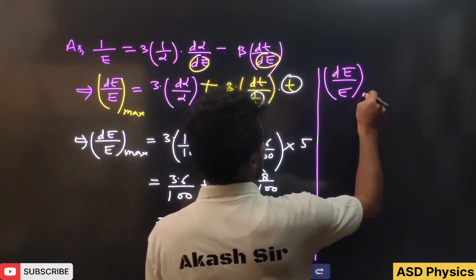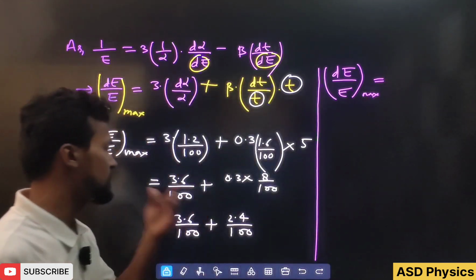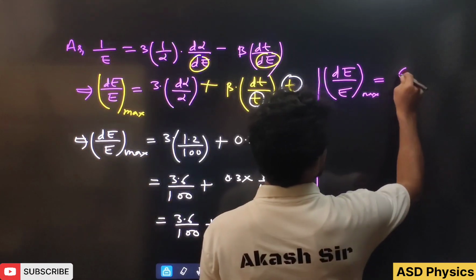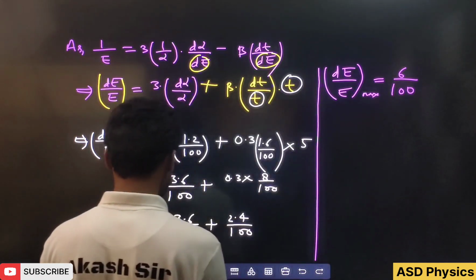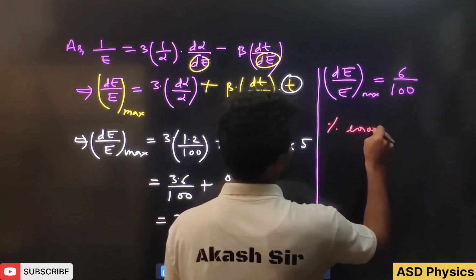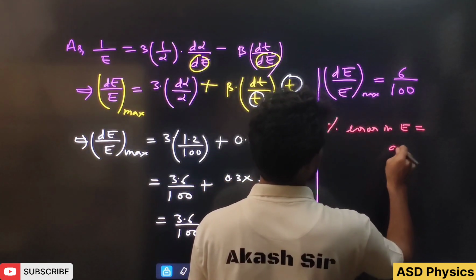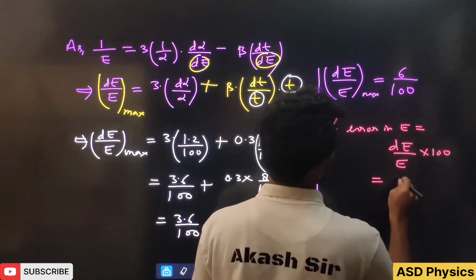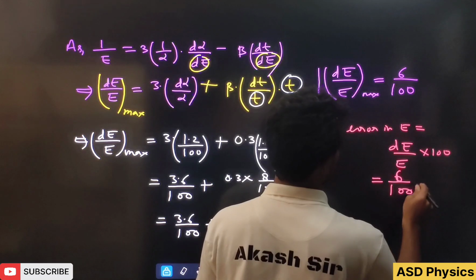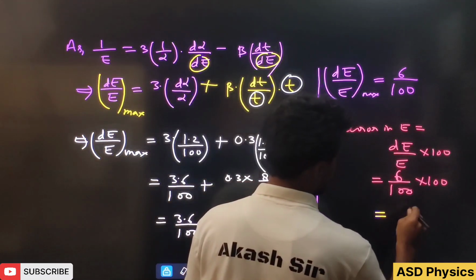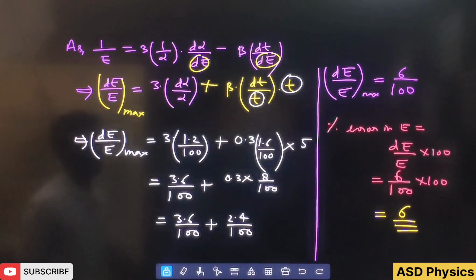Okay, now further, if I write here, students, see, de by e max. Mostly we have got the answer now. de by e max, how much is it? 3.6 plus 2.4, that means 6 by 100. Okay. Now you can guess very well what is the answer in percentage. So can you see here? Percentage error in E is given by de by e into 100. That means 6 by 100 into 100. Okay. And finally we get 6%. So students, you can see very well how we have done this calculation.